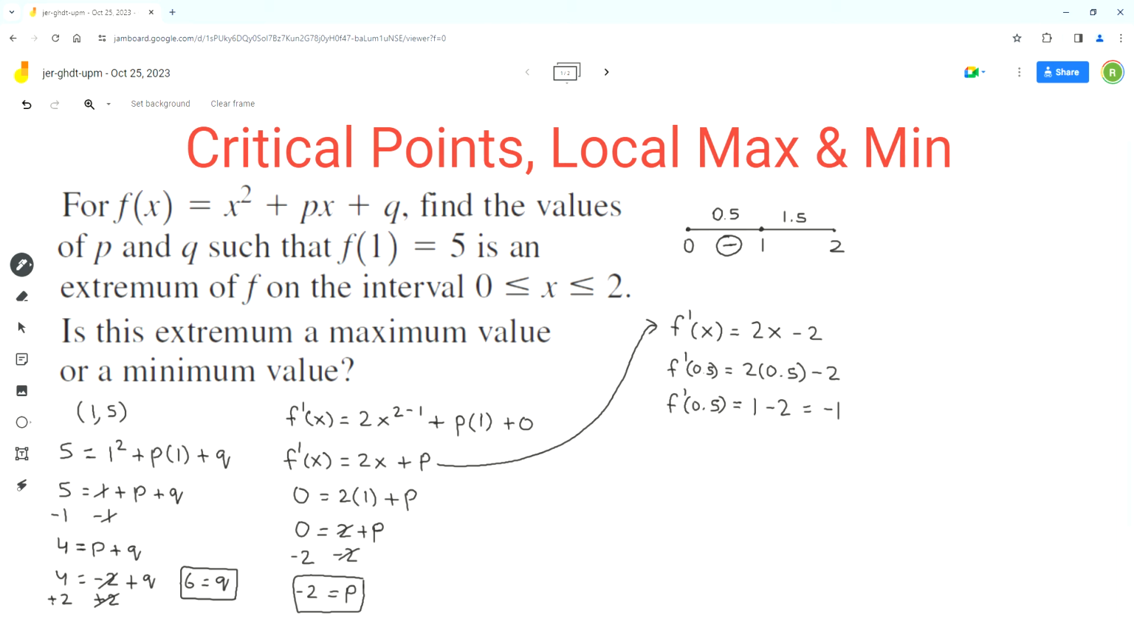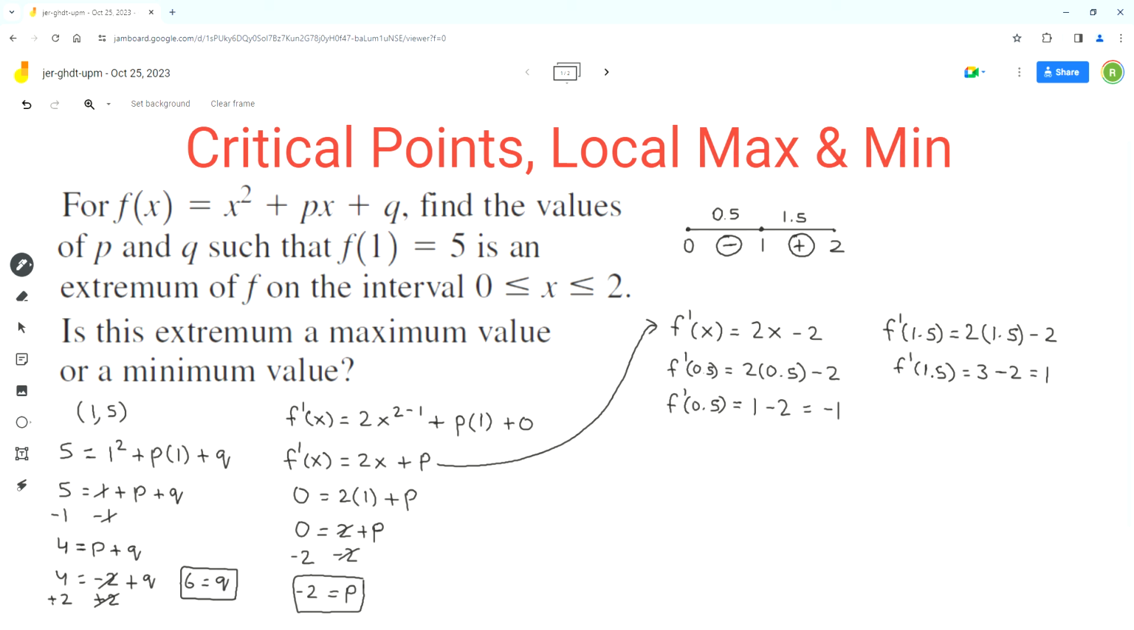Now we can do the analysis for the other test value. So f'(1.5) equals 2 times 1.5 minus 2. So f'(1.5) equals 3 minus 2, which is equal to 1. So we got a positive value for f' to the right side of x equals 1. That means the function is increasing on the right side of x equals 1.